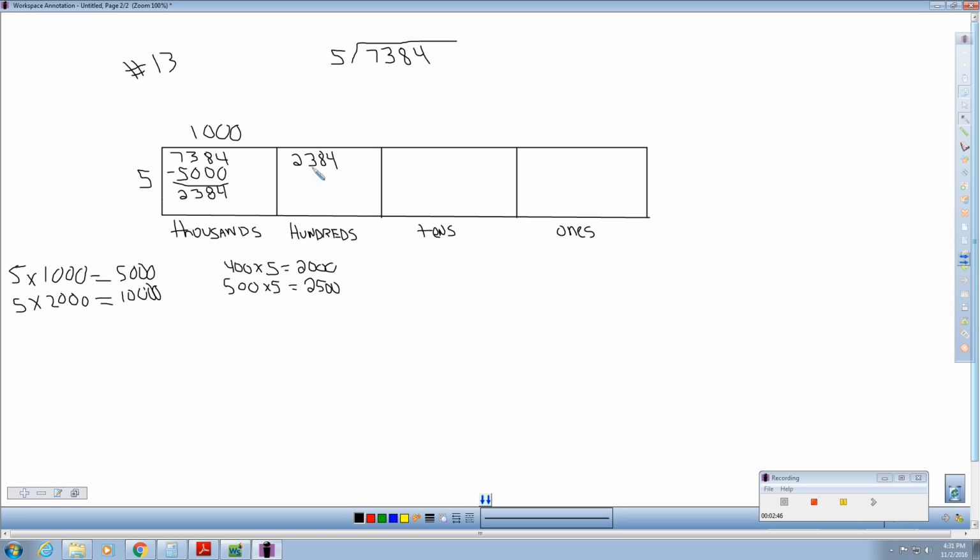It's the closest I can get to this without going over, because the next possible 100 I go up, I go over that amount. So I'm going to write, up here in the top, 400. Okay? And then I'm going to write what 400 times 5 is, and that's going to be my 2,000 down here. I'm going to subtract the difference, and what's left is 384. Now this is what remains. This goes into our next box over here. So we have 384.